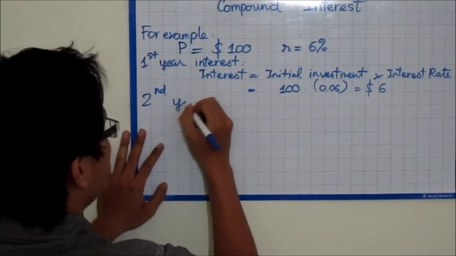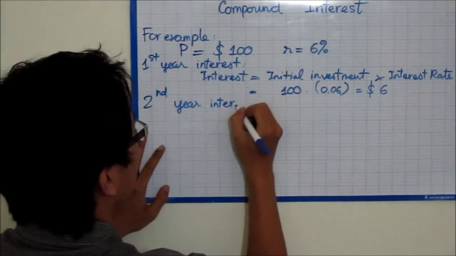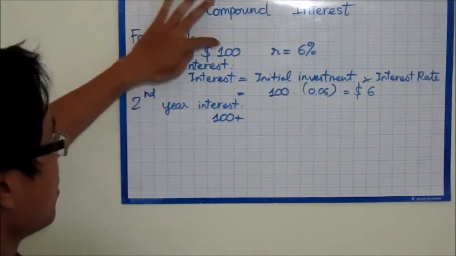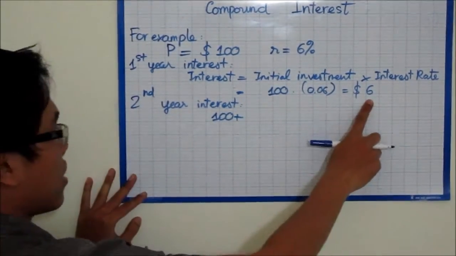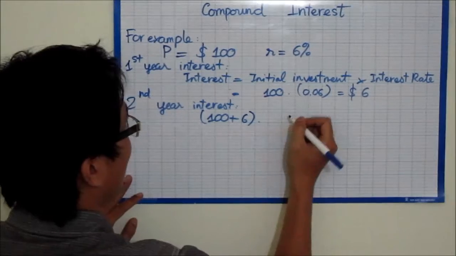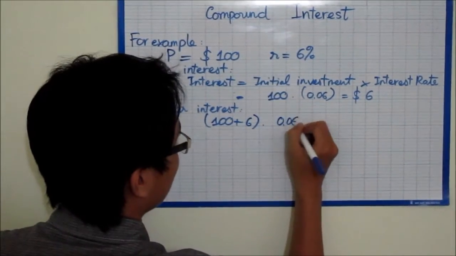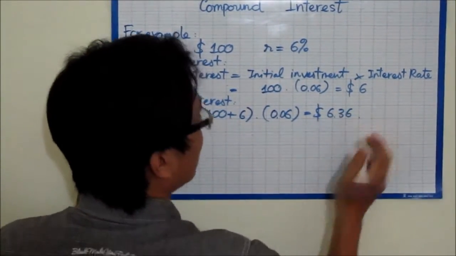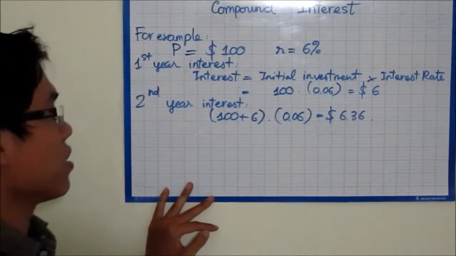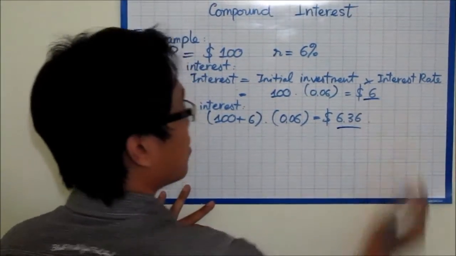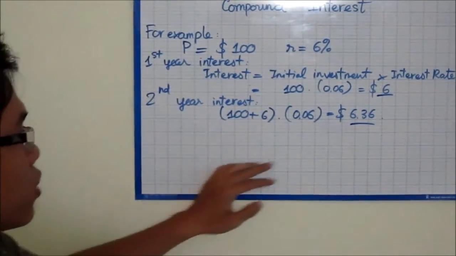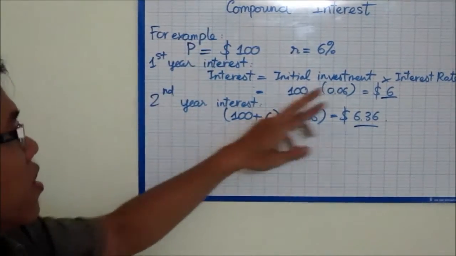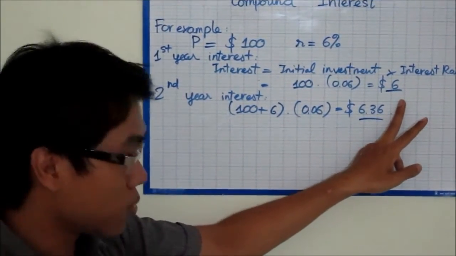The second year interest will be $100, your initial investment, plus the interest after the first year, and then multiplied by the interest rate, and you will have $6.36. This is your interest after the second year. You will see that this interest is larger than the first year interest. It is because the interest is charged not only on your initial investment but on your interest after the first year too.